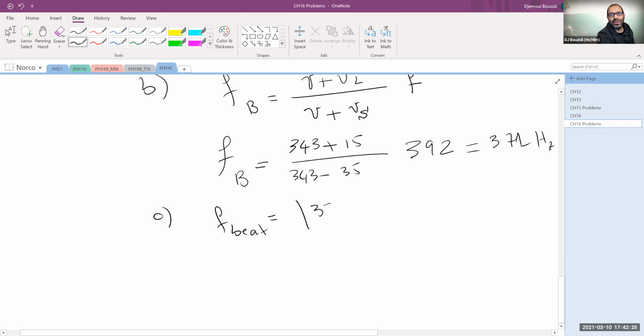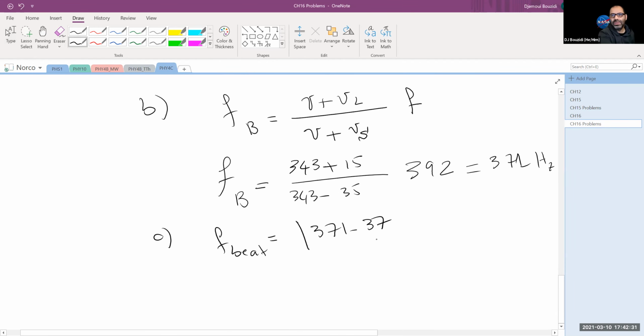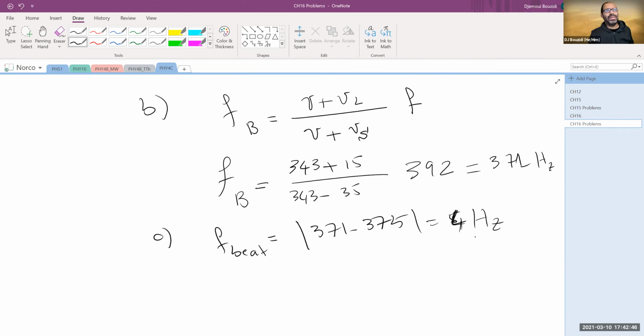So it's the absolute value of the difference of the two numbers. What was it, 374 or 375? 375. So it's going to be 5 hertz. I mean 4 hertz, I'm sorry. He's going to hear the two trains. Actually, it's going to be an annoying sound, but he's going to hear it. Does this problem make sense to you guys?